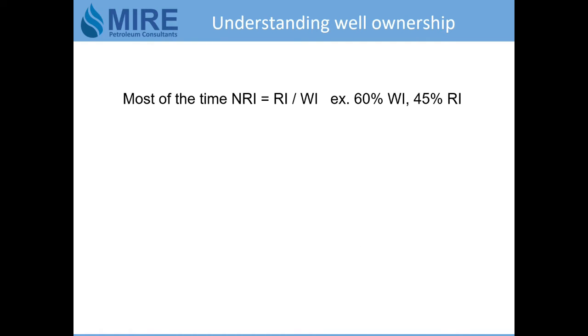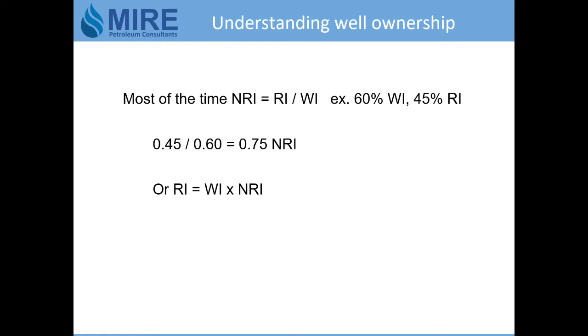All right, so let's understand how these factors are related mathematically. Most of the time, not all the time, the net revenue interest is just the revenue interest divided by the working interest. For example, if our well is 60% working interest and 45% revenue interest, we can calculate the net revenue by just dividing them. So for this well, the net revenue is 0.75. And we always use fractions. I will quote percentages, but everything is fractions when you analyze it in PHDWin.